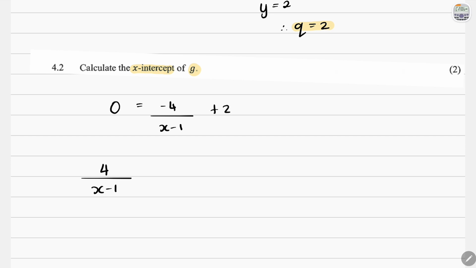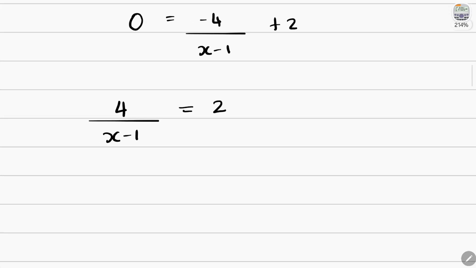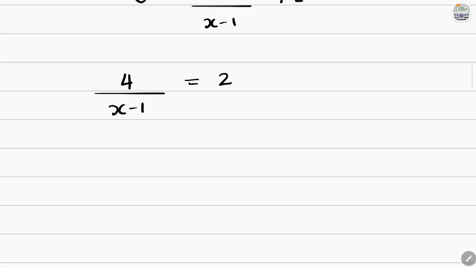Nothing happens to the denominator. Transposing it, this negative belongs to the full fraction. It was just sitting in the numerator. And then this is equal to 2. And now we can go ahead and cross multiply. So to make it a fraction, you can put it over 1. Then now that it's a fraction, you can cross multiply.